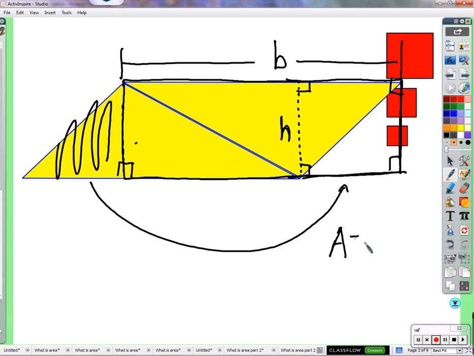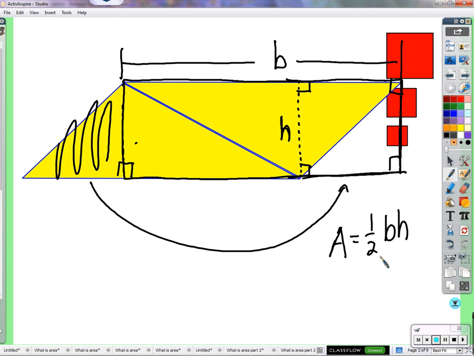So the area of the triangle is base times height, but that's too much. Divided by two, or times 1/2. And there's your 1/2 base times height. You can make a rectangle that is clearly made of two of these triangles. If it's made of two of the triangles, it's just two times what we need. So we just look at half of that.